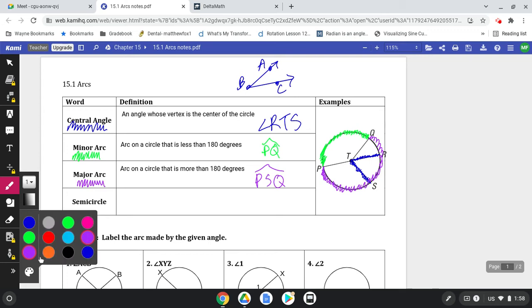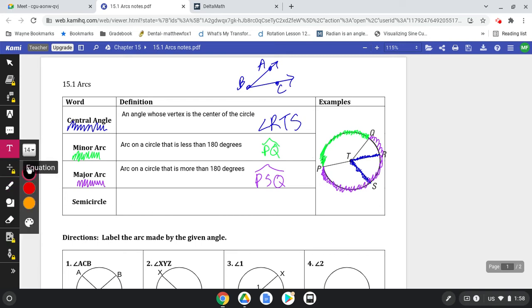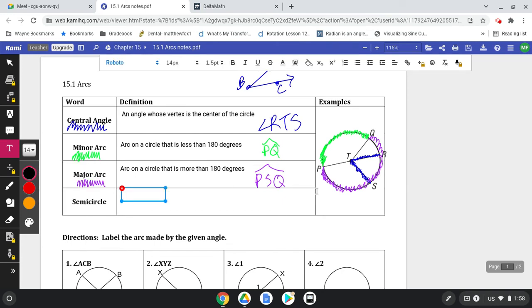The final one, you might be able to come up with this. Well, first off, we haven't mentioned this. A circle is 360 degrees total, and a semicircle will be half of that. So the semicircle is not going to be more than or less than, it is going to be exactly 180 degrees. An arc on a circle that is exactly 180 degrees.